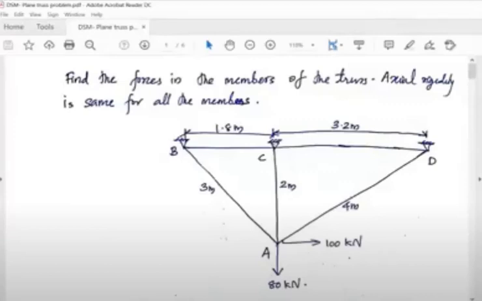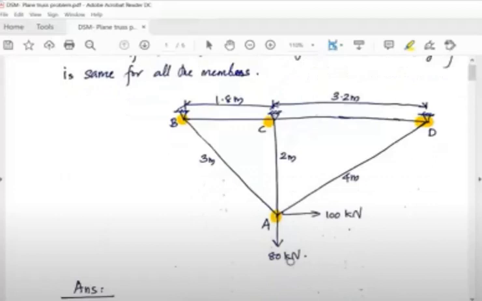So this is the question in analysis of plain truss using direct stiffness method. Find the forces in the members of the truss, and the axial rigidity is the same for all members. There is a truss given with nodes A, B, C, D. Four nodes are there, with dimensions 3 meter, 2 meter, 4 meter, 1.8 meter, 3.2 meter, and there are two loads, 100 kilonewton and 80 kilonewton, at node A.